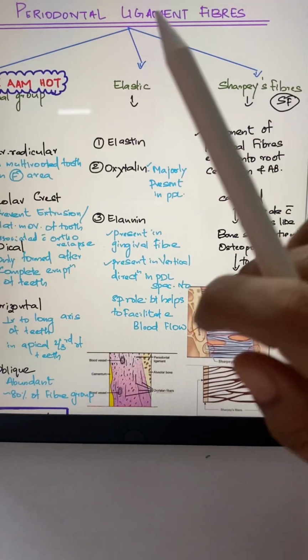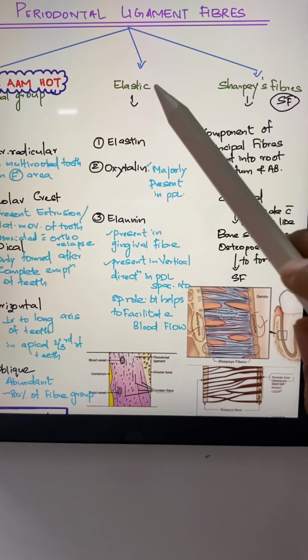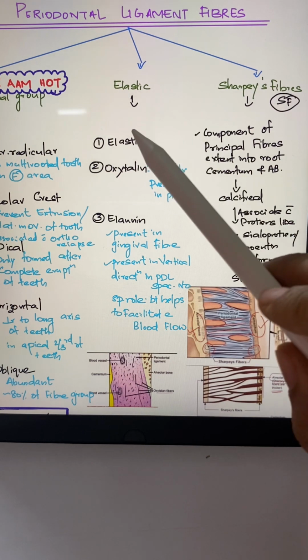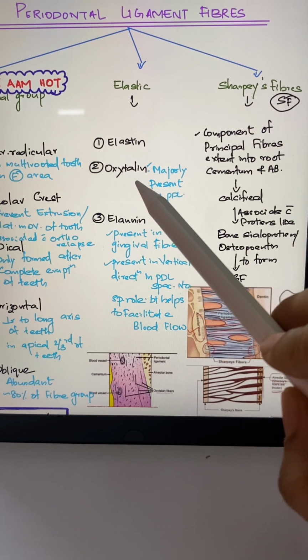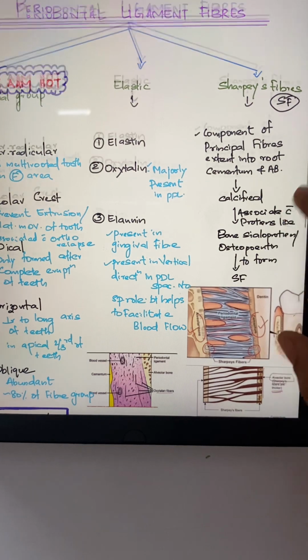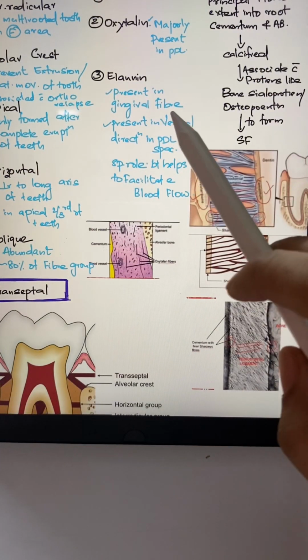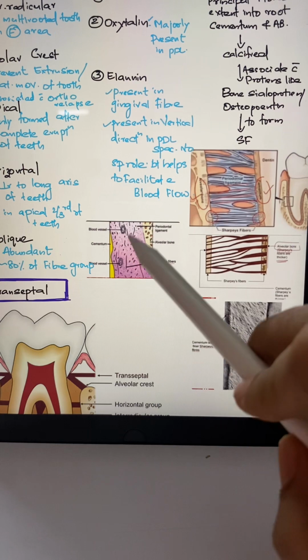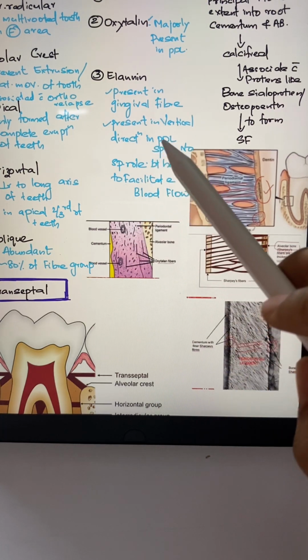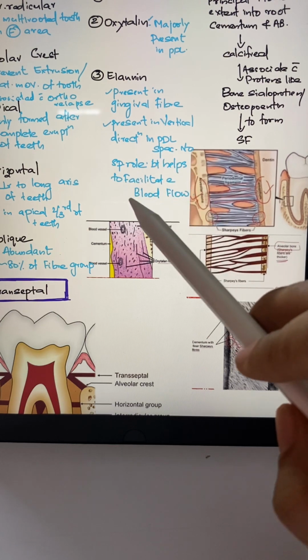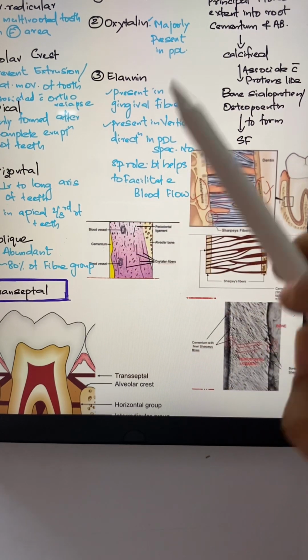And in the periodontal ligament fibers, elastic fibers are also there. They are elastin, oxytalan and elaunin. Oxytalan is majorly present in the periodontal ligament. Elastin is present in the gingival fibers. They are present in the vertical direction in the periodontal ligament space. They don't have a specific role, but they help to facilitate blood flow.